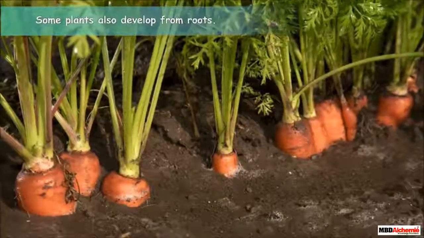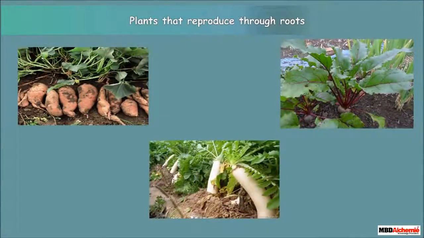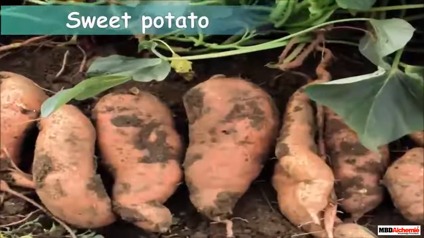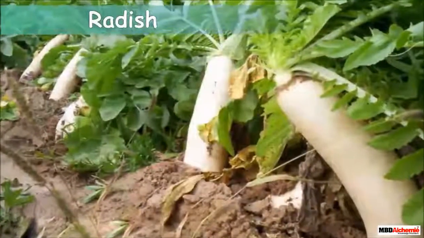Now let's see the reproduction in plants through roots. A carrot develops from its roots. Other examples of plants that reproduce through roots are sweet potato, beet, and radish.